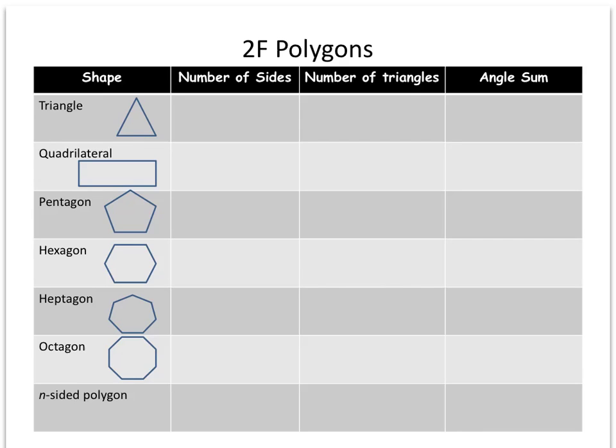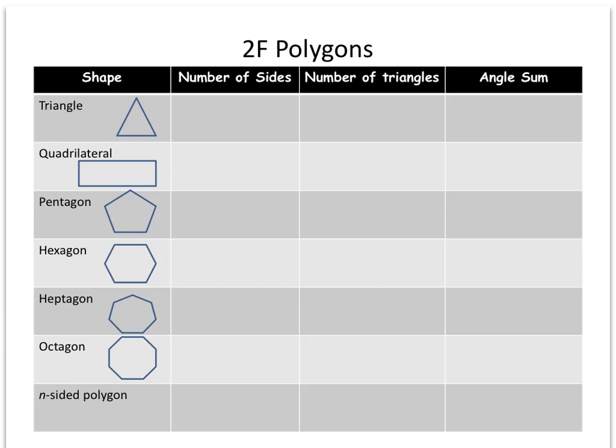Okay, in this section we're going to be looking at polygons, and specifically the sum of the angles in different polygons. So the word polygon just comes from the Greek meaning many angles, okay? So we're just talking about any shape here when we talk about a polygon. Sorry, poly means many, not any.